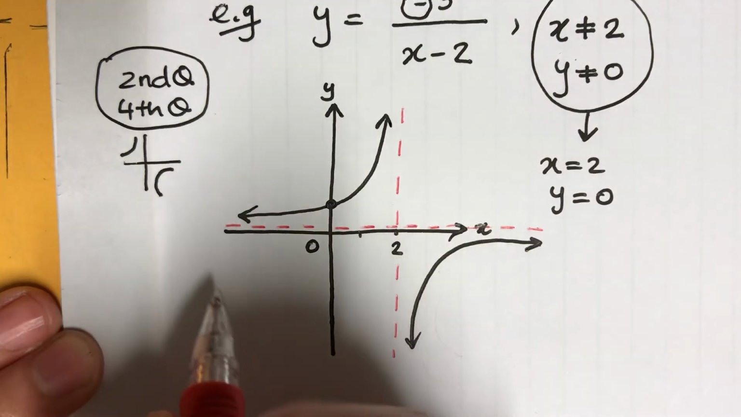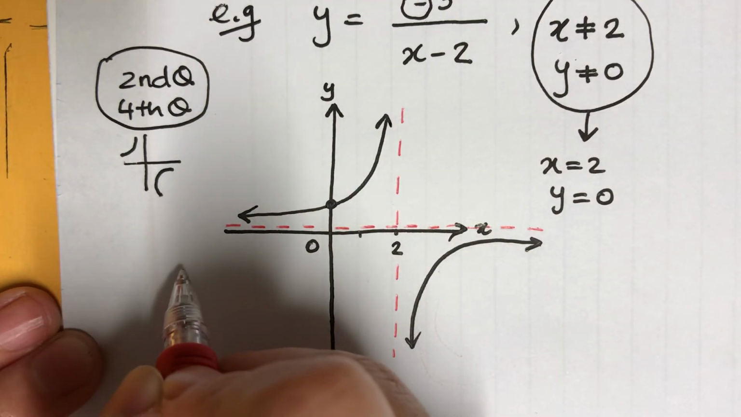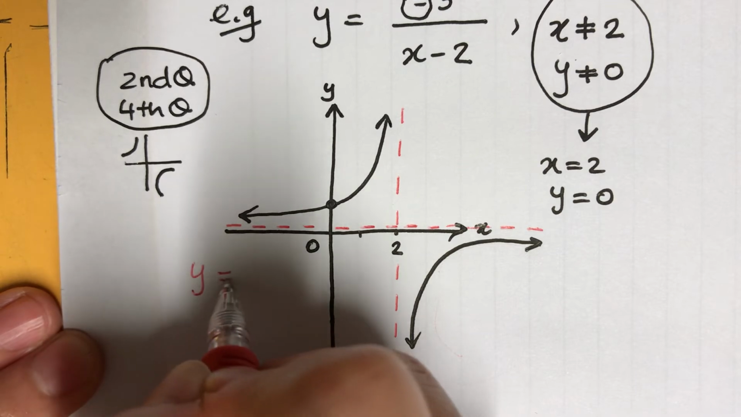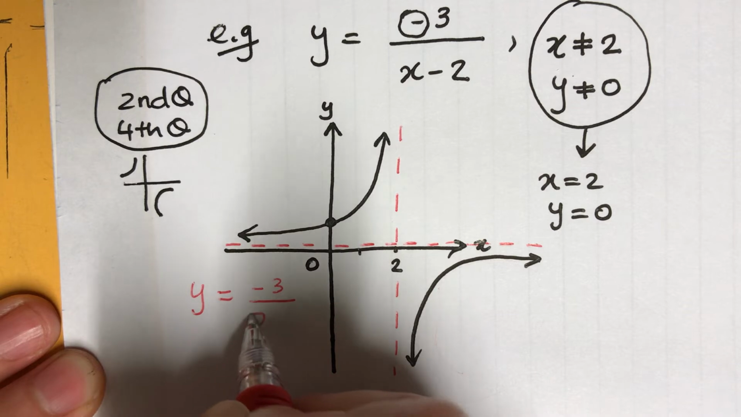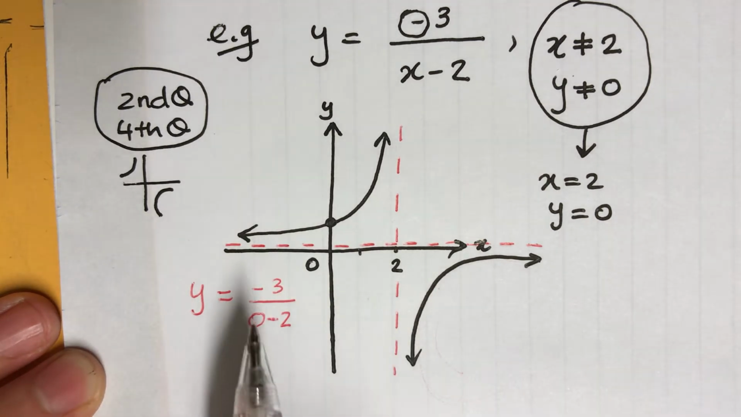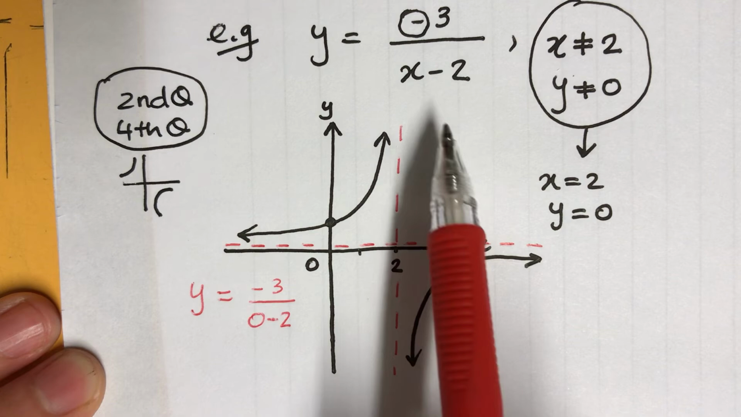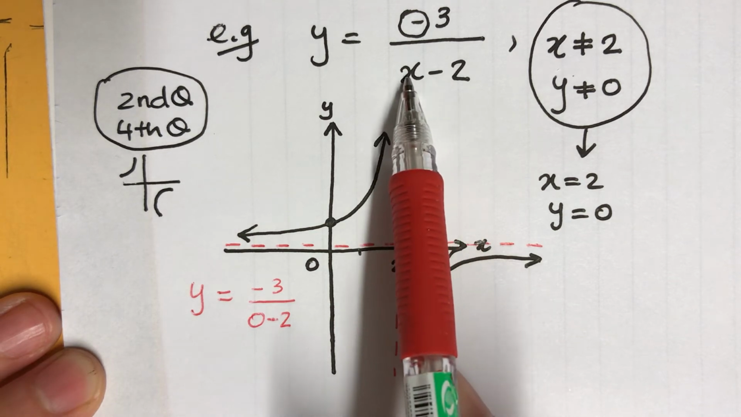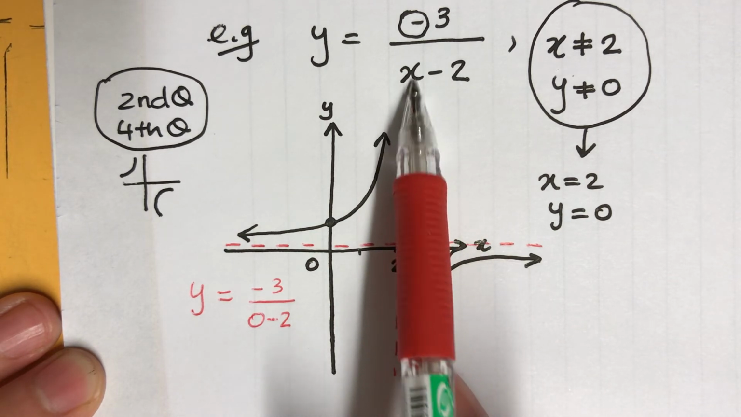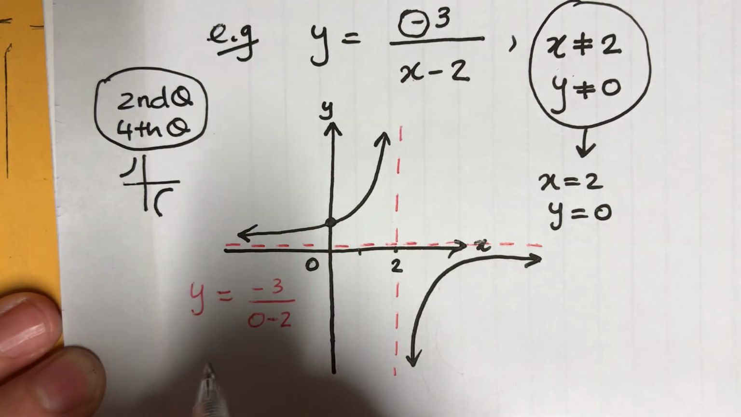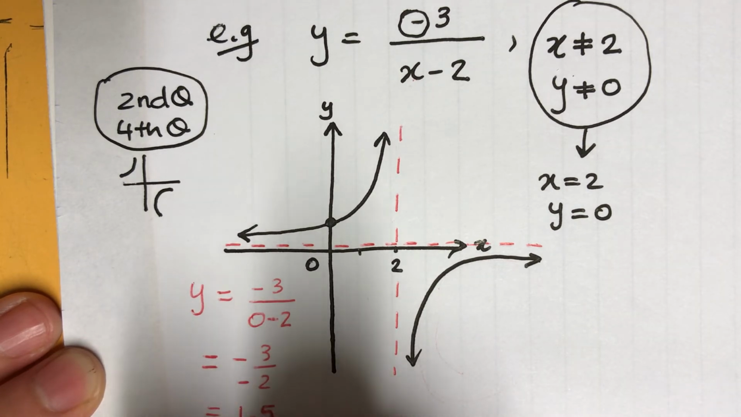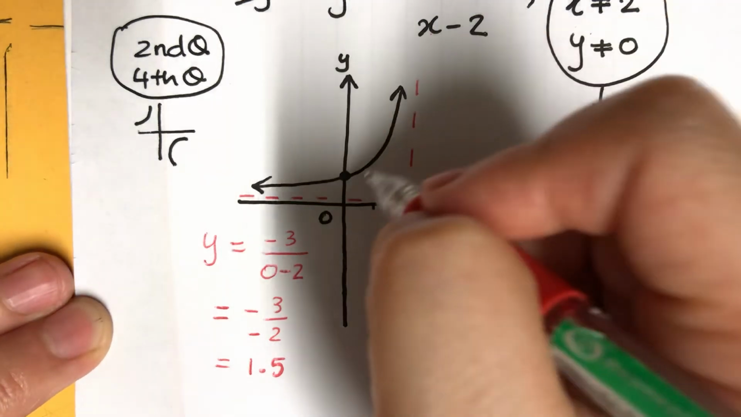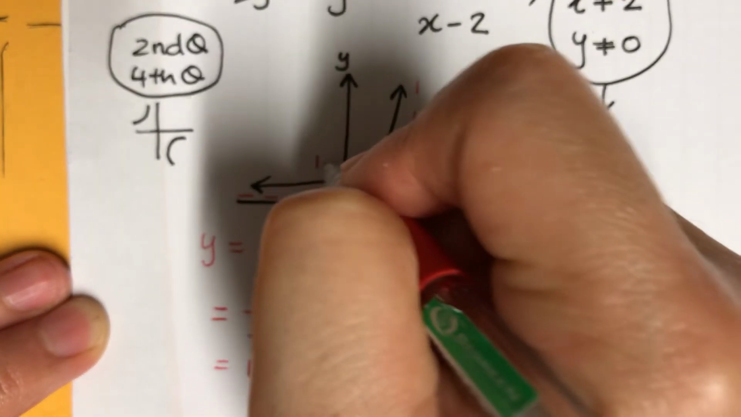Then I will have a y-intercept when x equals 0. So let's have a look. When x equals 0, what is my y value? So y equals minus 3 over x equals 0 minus 2. Now remember, x can be 0 now. The only thing x cannot be is 2. So x can be 0, don't forget that. Now it is minus 3 over minus 2, which is 1.5. So my y-intercept here is 1.5.